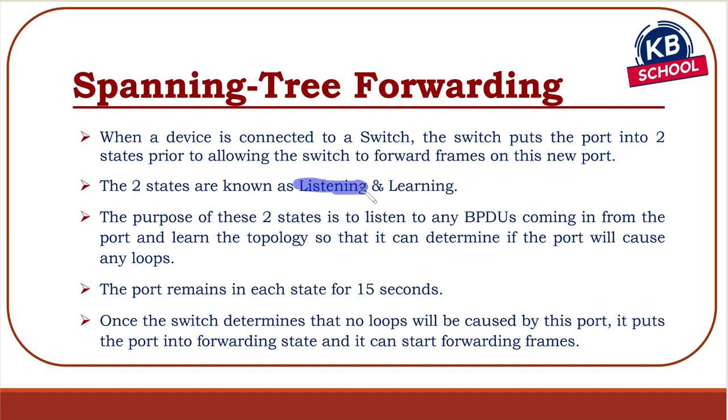And then if any BPDUs are coming in, it starts learning the topology. It also starts learning the MAC addresses coming off that port, but does not forward. Each one of those states, whether it's listening or learning, takes about 15 seconds. We actually discussed that in an earlier video as well. The purpose of these 2 states is to listen to any BPDUs coming in from the port and learn the topology, so that it can determine if the port will cause any loops. If there are any loops, it will take a look at the topology and see where the blocking port should be. If there are no loops, it will start forwarding. Good with that? So once the switch determines that there are no loops, it'll start forwarding.